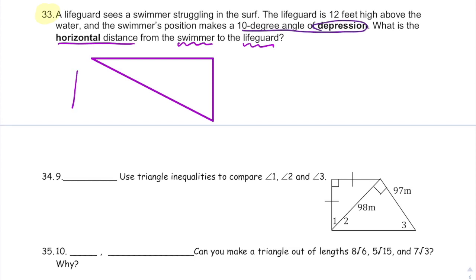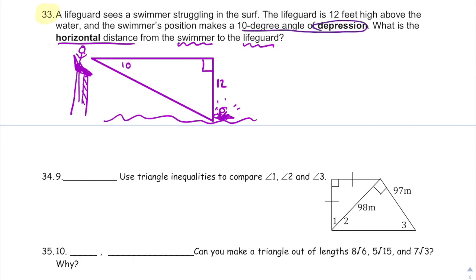The lifeguard is sitting in a cool lifeguard chair. He's sitting up here, and he had a ladder to get up to his chair. Here's the lifeguard with his cool chair. He's looking down at a swimmer who's probably not swimming very well, thrashing all over the place. So when he looks down, that angle of depression is 10 degrees. We know that from the water, the lifeguard is 12 feet high. So how do I put that on my right triangle? We're going to put that on the vertical leg, 12 feet.